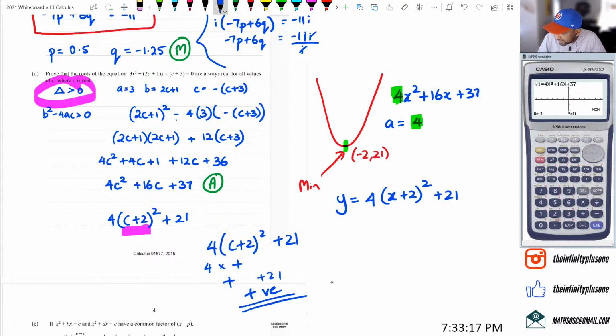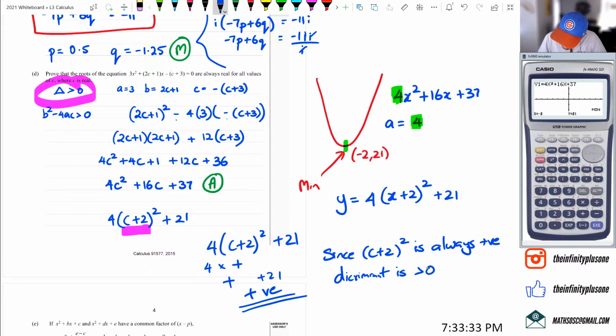So what you can say is, since c plus 2 squared is always positive, the discriminant is greater than 0, therefore 2 roots. There's always going to be 2 roots.